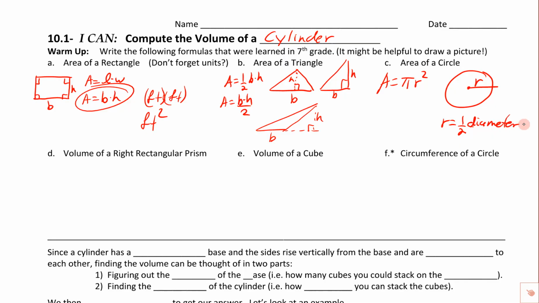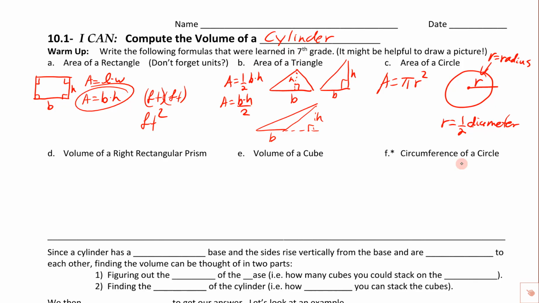Okay, and again I'll write on here that r stands for radius, so r means radius. So the radius is the distance from the center to the edge of the circle. The diameter is the distance all the way across. So if they gave us the distance all the way across, or they gave us the diameter, we just cut it in half and that would be the radius.